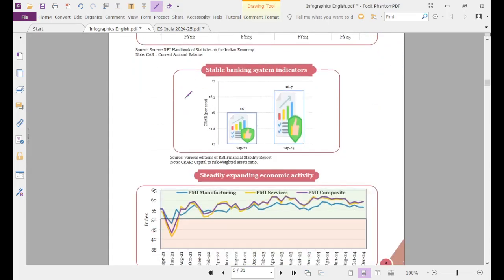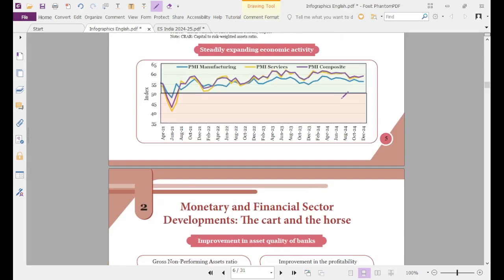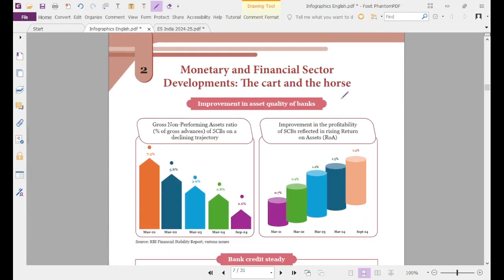Stable banking system indicators. So the banking system has been experiencing good growth. Steadily expanding economic activities, that is there. And all this is being talked about.